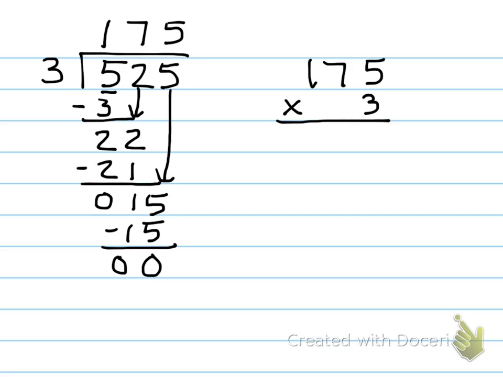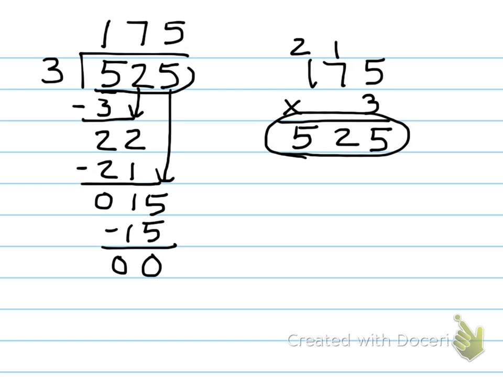Alright, 3 times 5 is 15. Carry the 1. 3 times 7 is 21. Plus 1 is 22. Carry the 2. 3 times 1 is 3. Plus 2 is 5. Well, would you look at that? It matches our dividend. That's how you know you did the division problem correctly. Yay! Alright, let's try another one.